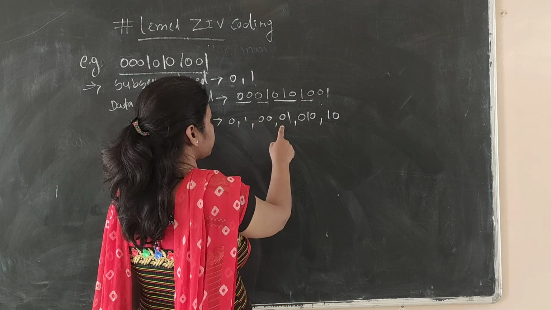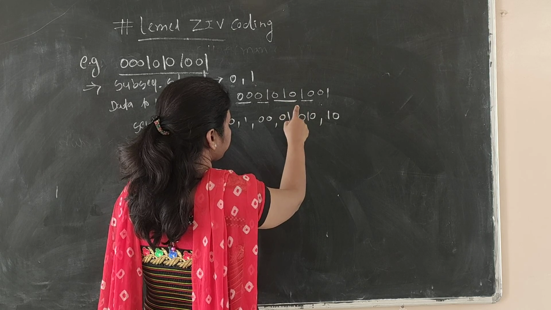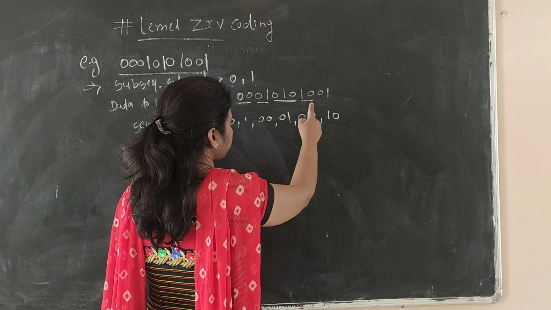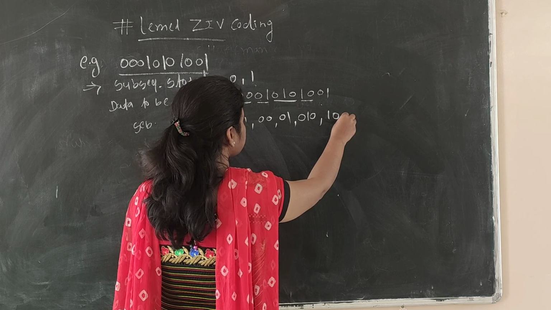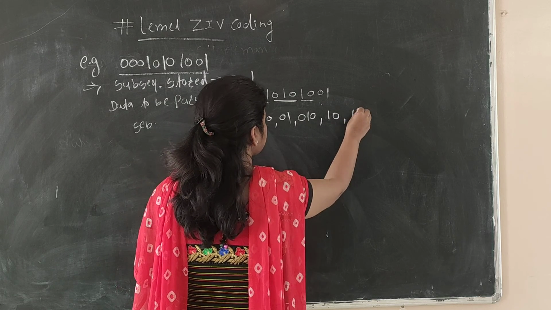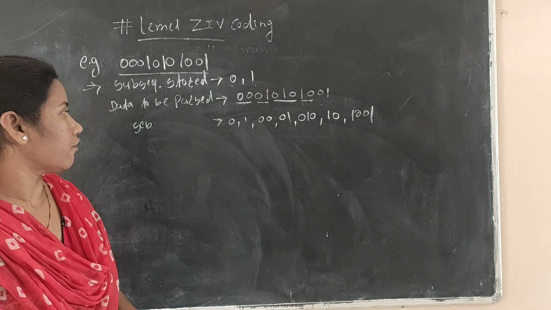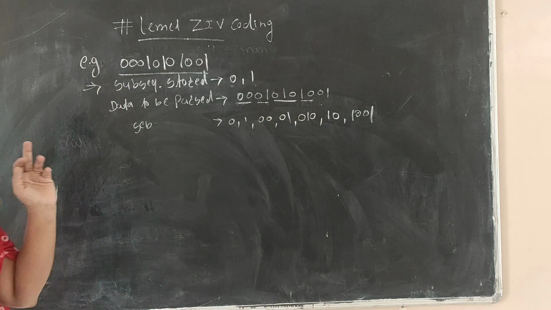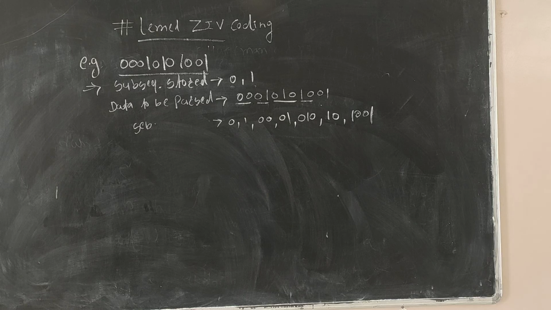0 1 0 0 0 1 0 0 1 0 1 0 we can take as it is, and 0 1 again is repeated. That's why we will take 1 0 0 1 as it is. That is a new subsequence. In this way we can segment the given data stream, and then we have to give the numerical position.